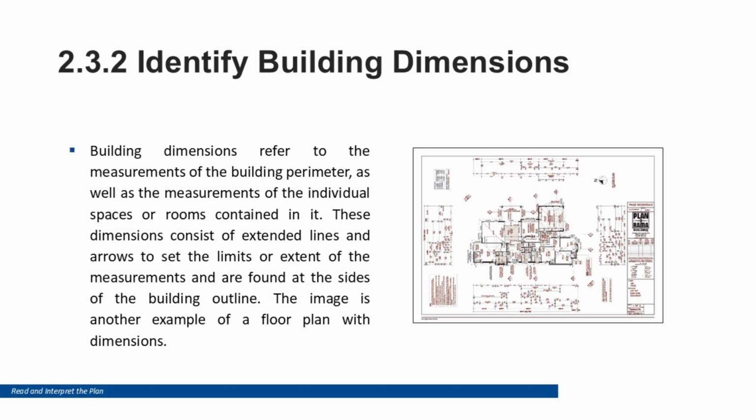Dimensions and scaling. Dimensions are one of the most important elements on a plan. They can be expressed in millimetres or metres, depending on the drawing. Key dimension types include overall building dimensions, internal room sizes, window and door openings, setback distances, structural spacing.